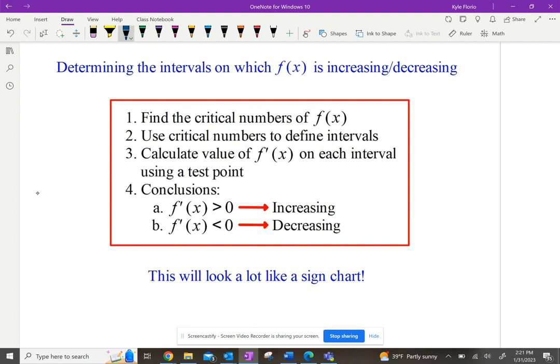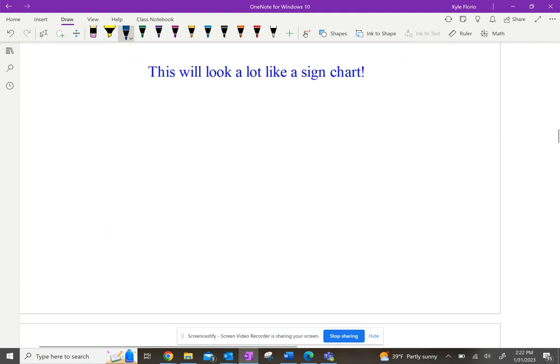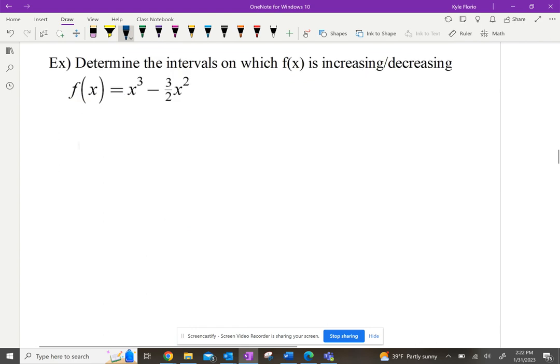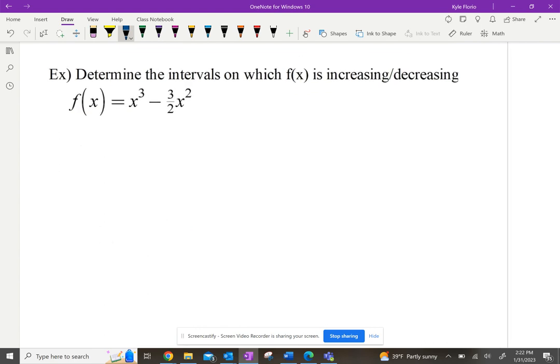So if we plug a number into our derivative and it's greater than 0, which means positive, the function's increasing. If the derivative is less than 0, that means the slope is negative, so the function's decreasing. So that means the slope is positive, and this is when the slope is negative. It's going to look like a sign chart that you may have seen in pre-calc.